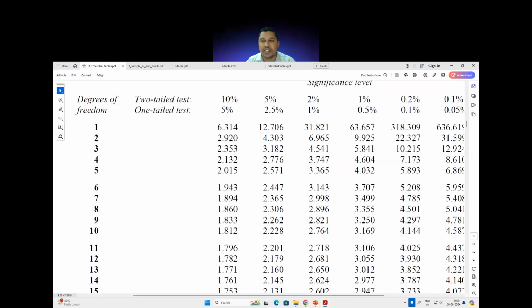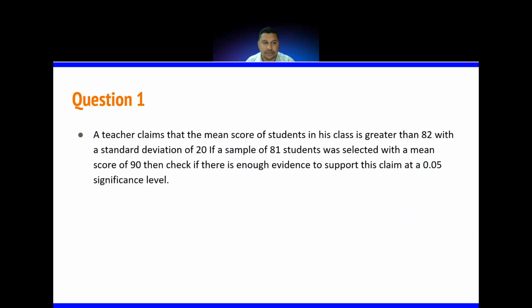If it is 95% significance level, this is the value. If it is 97.5, this is the value. If it is 99%, this one. 99.5%, it is this. 99.9%, and so on. That way you can use this T table, Z table, or F table. Now let's go and see the third test, that is F test.